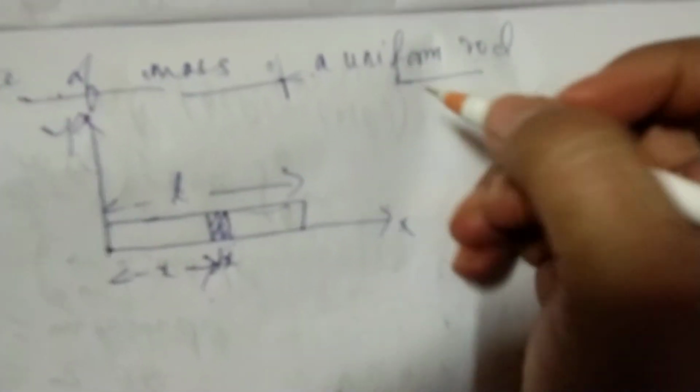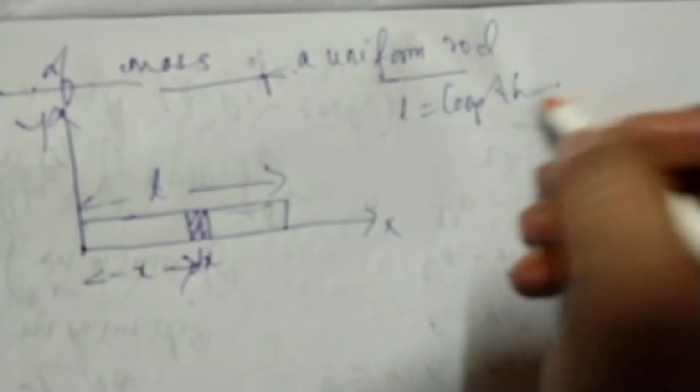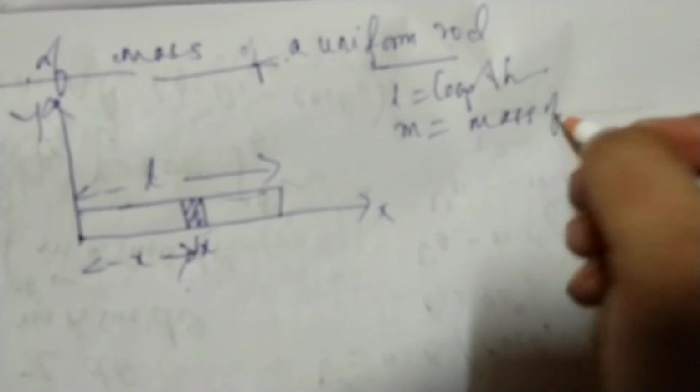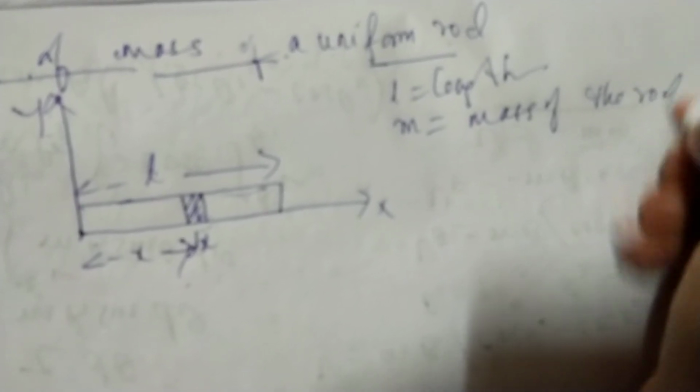Now we are here to find the center of mass. In order to find the center of mass, L is the length of the rod, and M we have taken as the mass of the rod. So we have got mass per unit length. We can write mass per unit length as equal to M by L. I hope it is clear. We have taken mass per unit length as equal to M by L.